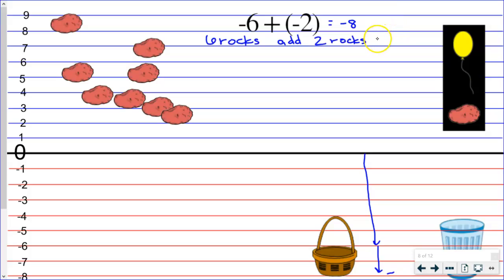Rocks plus rocks is going to equal more rocks, and that makes perfect sense, right? How many 0 pairs do we have? How many 0 pairs? Louise, thank you. How many 0 pairs? None. No 0 pairs. Because we added rocks with more rocks. There were no balloons in there to create some 0 pairs. Rocks plus rocks is more rocks.